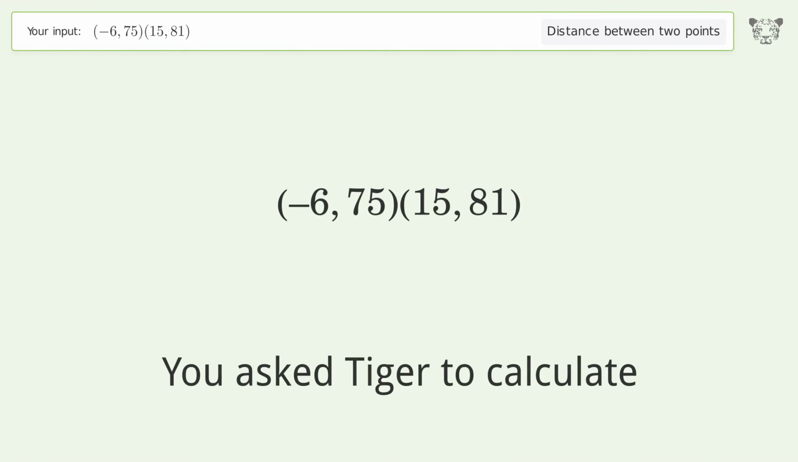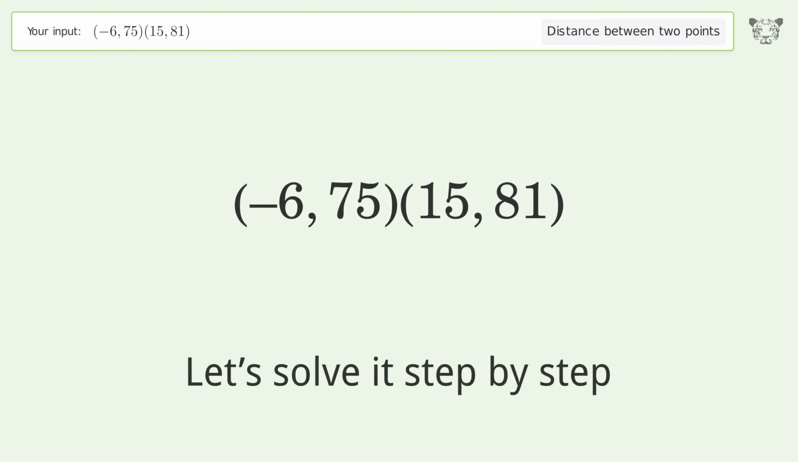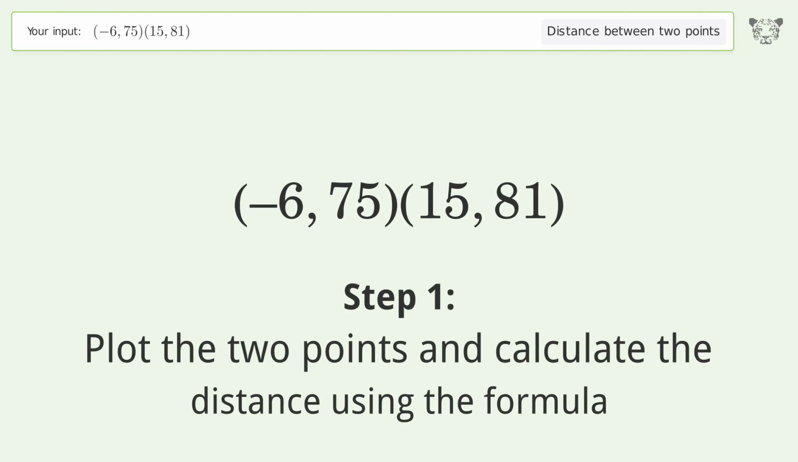You ask Tiger to calculate. This deals with the distance between 2 points. The distance between the 2 points is the square root of 477, or 21.84. Let's solve it step by step. Plot the 2 points and calculate the distance using the formula.